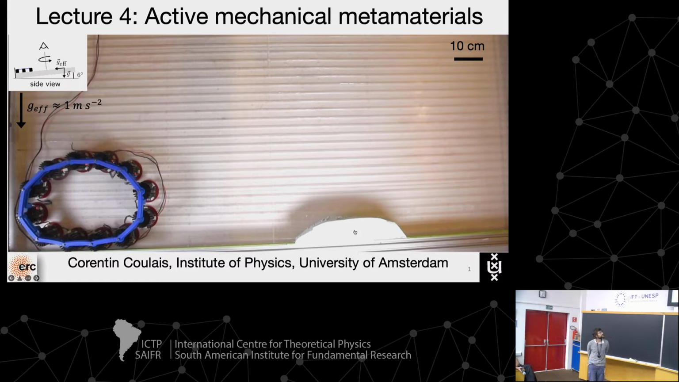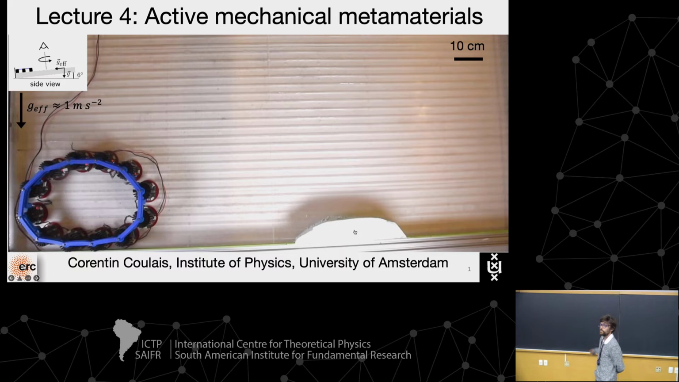And I think most broadly, this is the field of active metamaterials. So you engineer this behavior by engineering how you inject energy. And this is basically one of the examples we have in my lab. This is a ring that's made of 12 vertices.